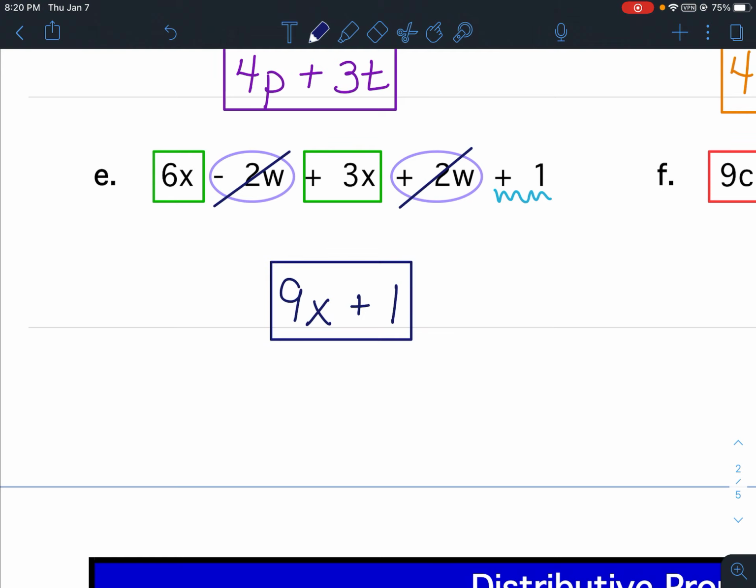Now, if you had 0w plus 9x plus 1, you would not get full credit because we don't put coefficients with 0. If the coefficient is 0, we don't put that term at all. Now, I wouldn't care if you would put 0w plus 9x plus 1 as work and then rewrite it as your final answer of 9x plus 1. But your final answer should not have 0w.